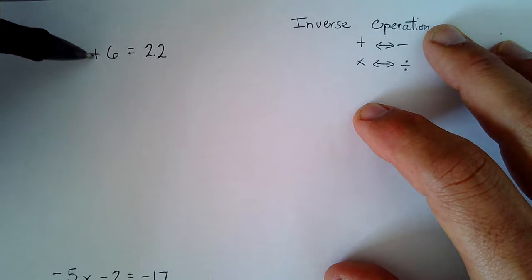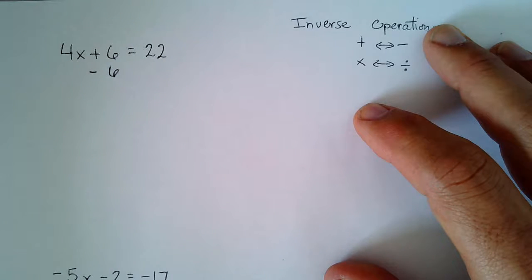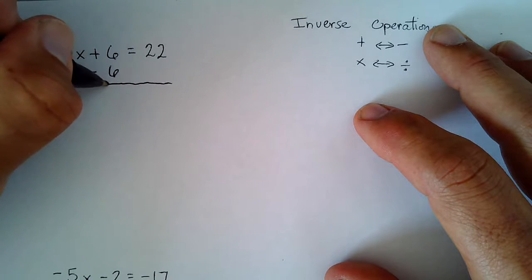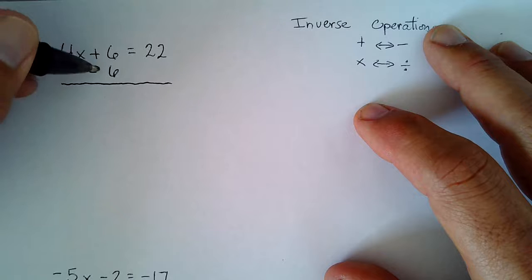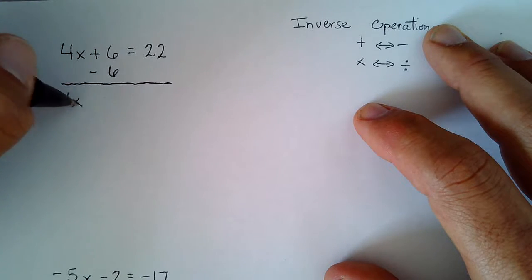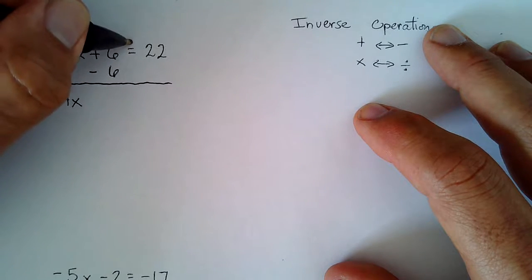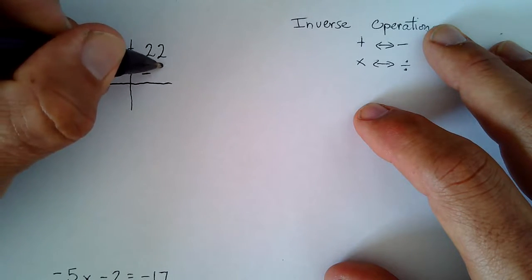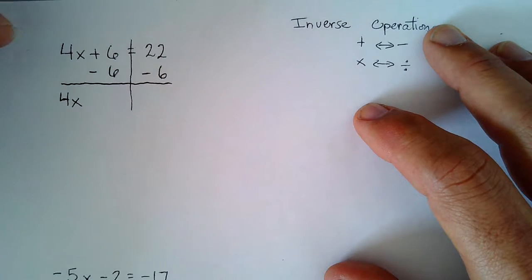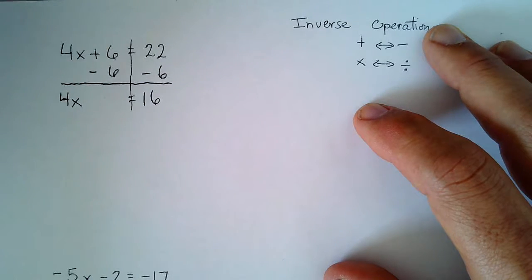So when we see addition, we would use subtraction. And what this does is it gets these two operations to cancel out. What I have is 4x. That 6 minus 6 is 0. But I have to do the same thing on both sides of the equal sign to maintain the balance. So the left side is equal to the right side. And 22 minus 6, that is 16.